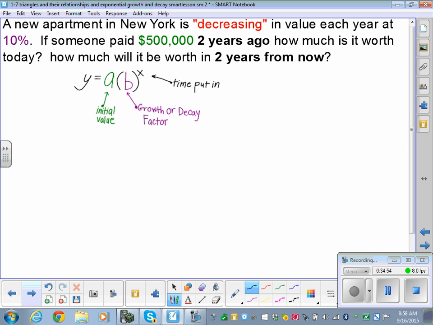is exponential decay, right? Okay, let's just go through and plug in what we know. So y is equal to, what's our initial value? 500,000. Good, 500,000. Very good. And then what's our rate? What is it worth? 0.9. It's worth 90% of its value, yes.